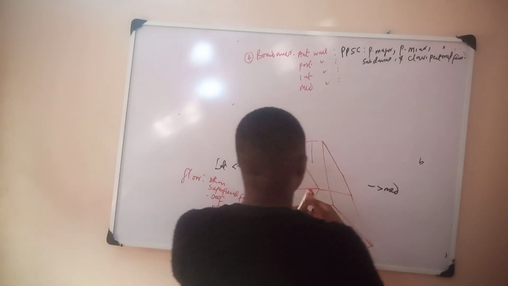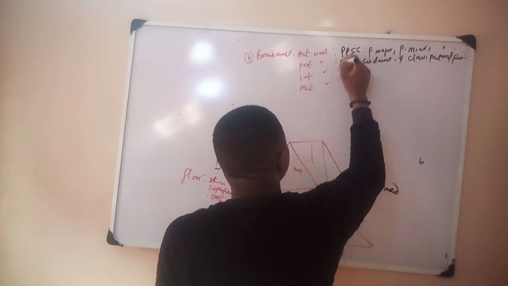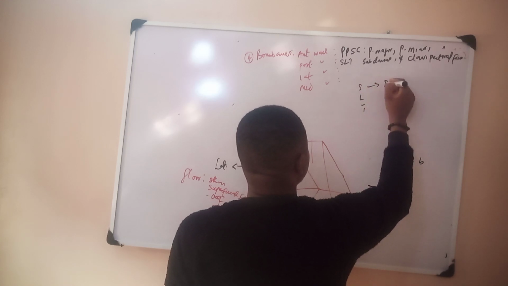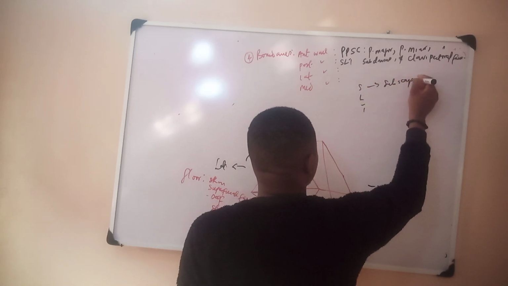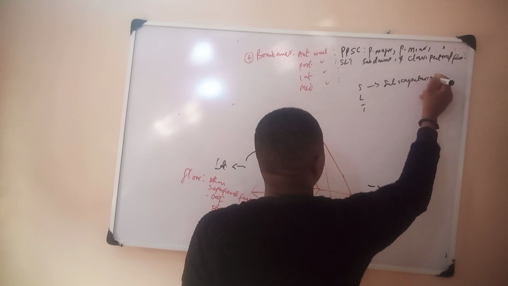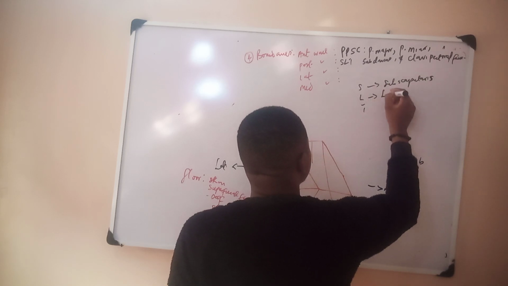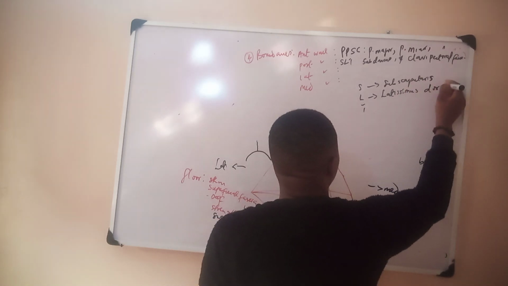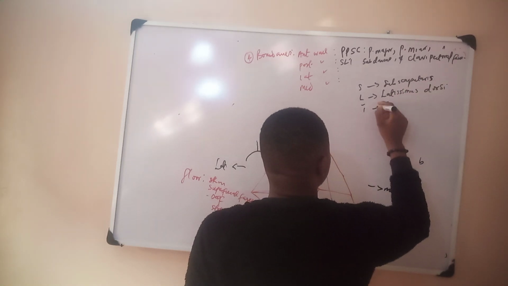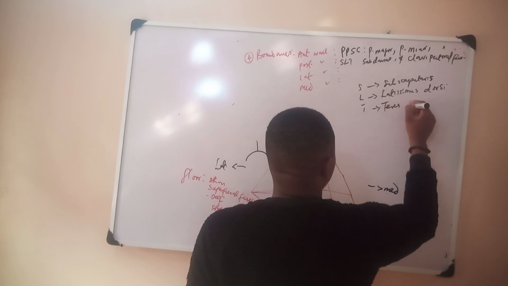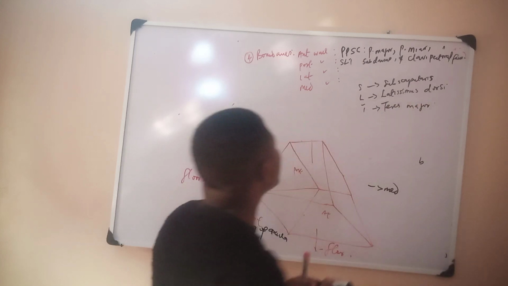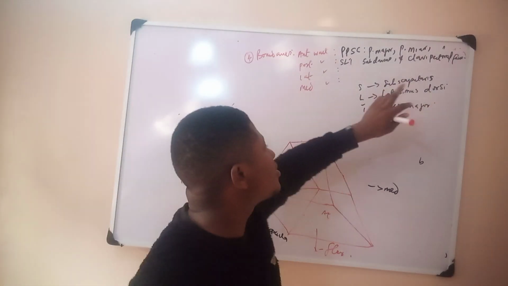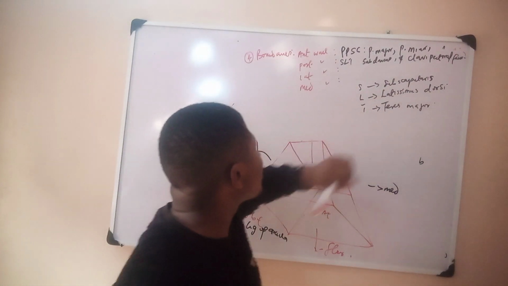Then the posterior wall is formed by SLT. What do I mean by SLT? S is subscapularis, L is latissimus dorsi, then T is teres major. So this is what forms the posterior wall of axilla: SLT, subscapularis, latissimus dorsi, and the teres major.